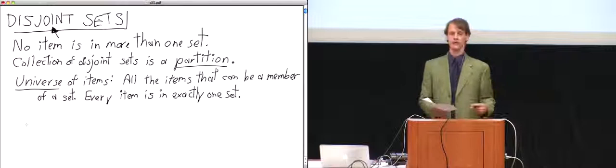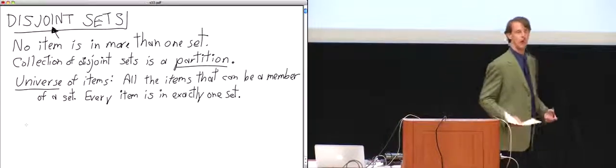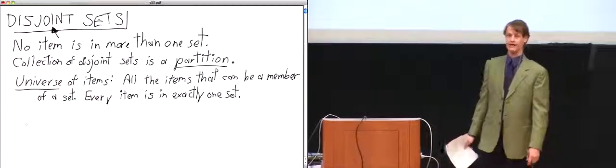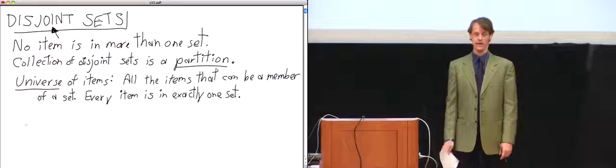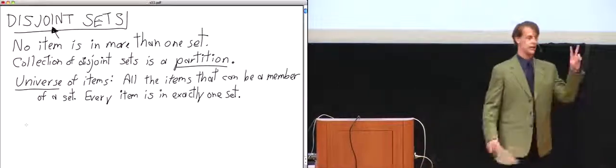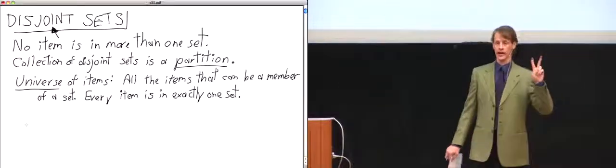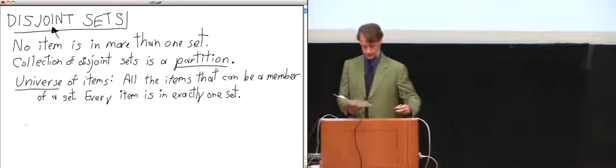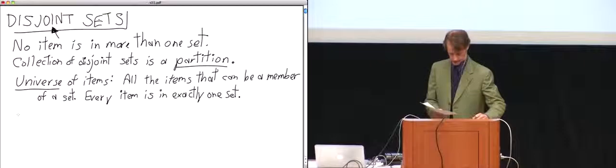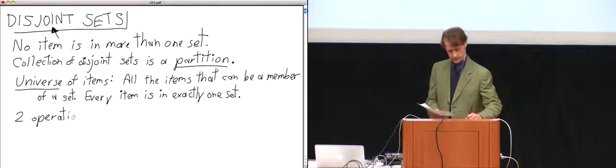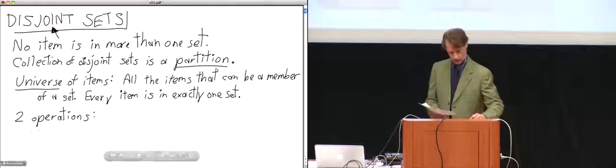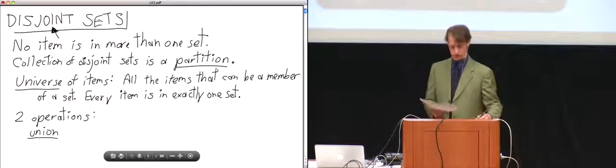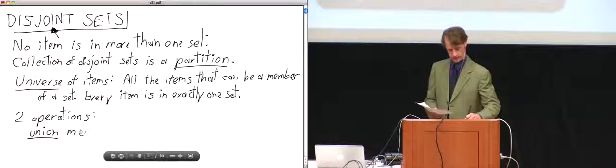But before I give an example, I want to talk about the operations that we want to be able to do on disjoint sets. There are two operations, just two, that we really care about doing fast. You can add the other operations, but they might be a lot slower. The two important operations on a disjoint set are the union operation, which merges two sets into one.